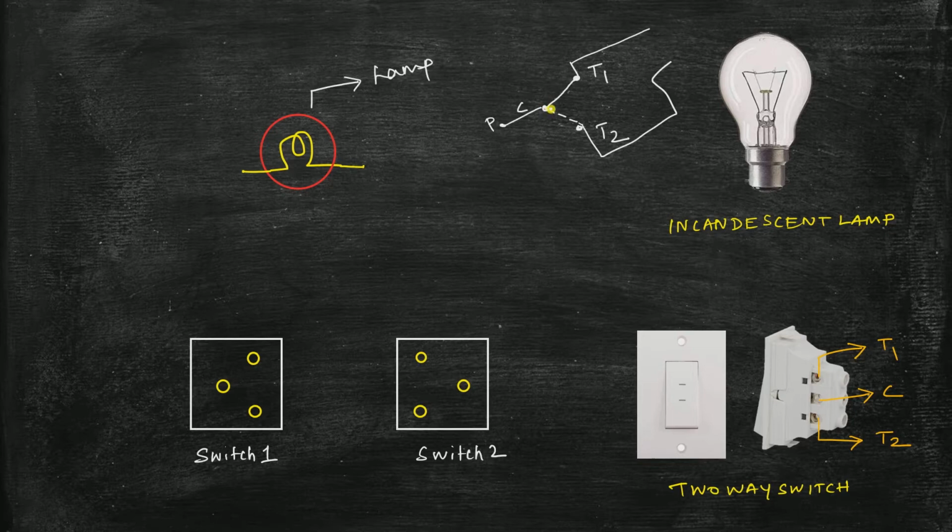So when we establish a connection between C and T1, the current flows through this path, and when the switch is closed between C and T2, current takes this path. So this is the basic understanding of a two-way switch. Now let's complete the circuit diagram. So let me mark the terminals. The center terminal is C, first terminal is T1, second terminal is T2. So likewise I'll do.